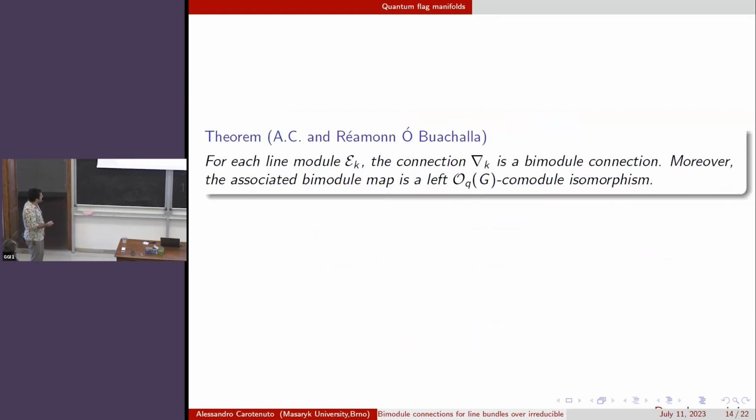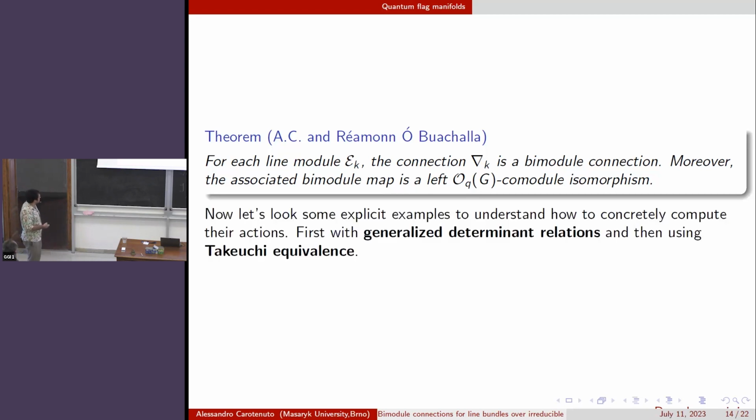And one can now check directly. First of all, this connection is by construction left O_q(G) covariant, and so it coincides with the unique connection we were talking about before. And for each line bundle, this should be ∂_k, but okay. So the connection is a bimodule connection, and the associated bimodule map is an isomorphism of O_q(G) comodules. Now, this is the general theory.